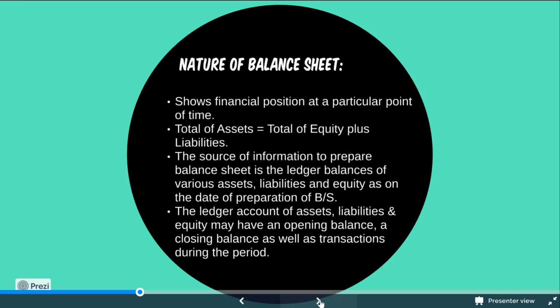The source of information to prepare the balance sheet is the ledger balances of various assets, liabilities, and the equity as on the date of the preparation of balance sheet. The ledger account of assets, liabilities, and the equity may have an opening balance, a closing balance, as well as transactions during the period.